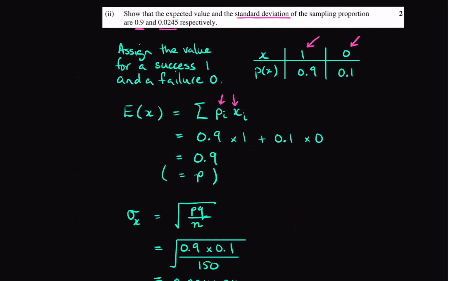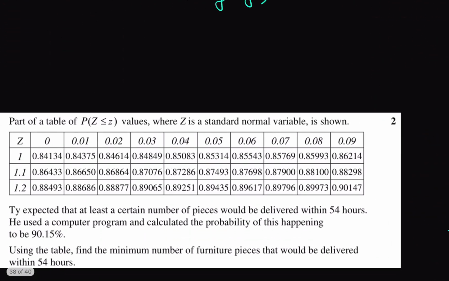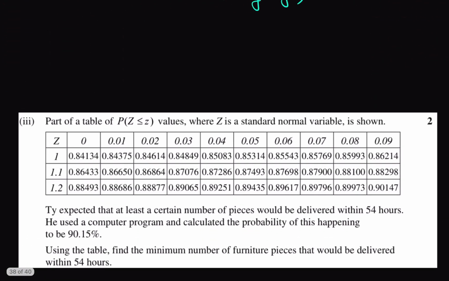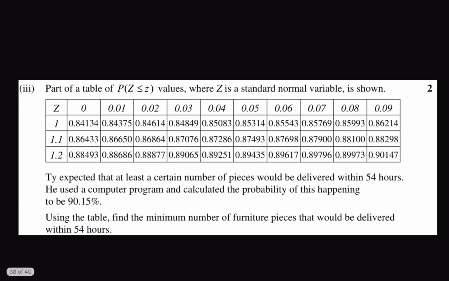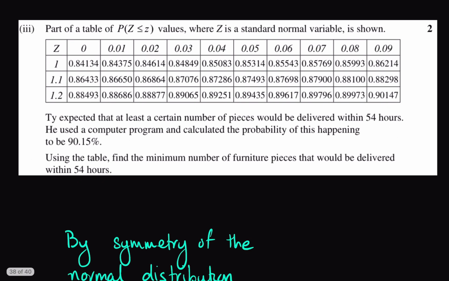Okay, part 3, and this is the one that you've asked about. This is actually an advanced question, where we use the standard deviation of our sampling proportion, and we use our expected mean, or expected value, of our sample proportion. Other than that, this is an advanced problem requiring an understanding of the symmetry of a normal distribution.